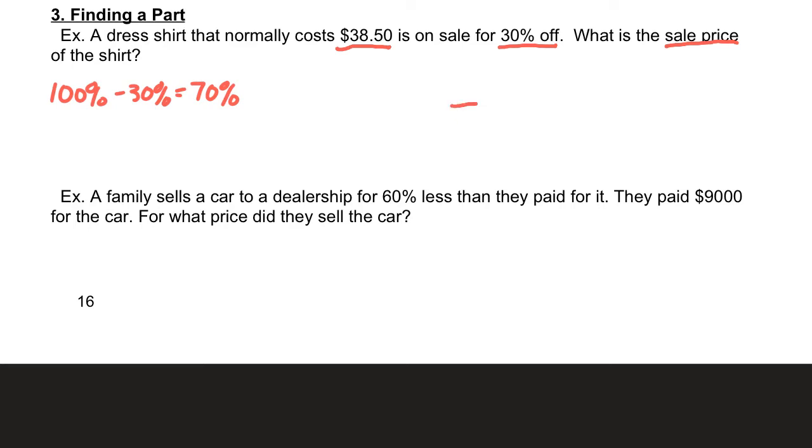So for my proportion, I would have 70 over 100, and I'm finding the sale price of that $38.50. So the $38.50 would go on the bottom. That's the whole. I'm finding the part, the sale price. And you can use whatever variable you want. You could use P for sale price. You could use X. It doesn't matter. I'm just going to use P to represent sale price.